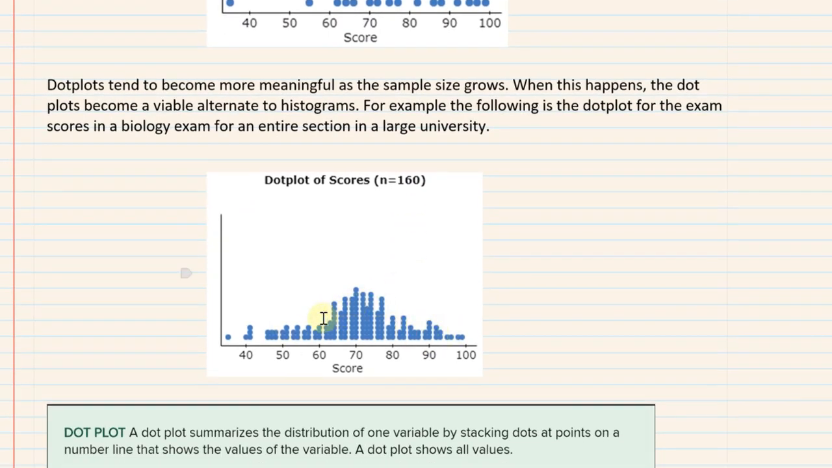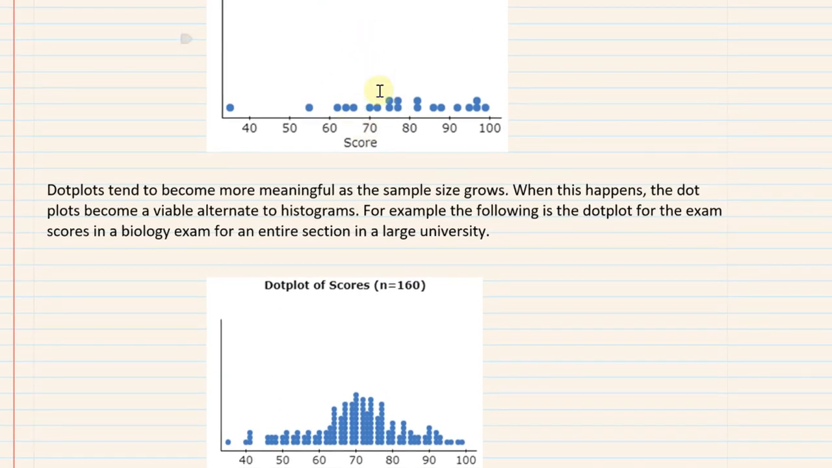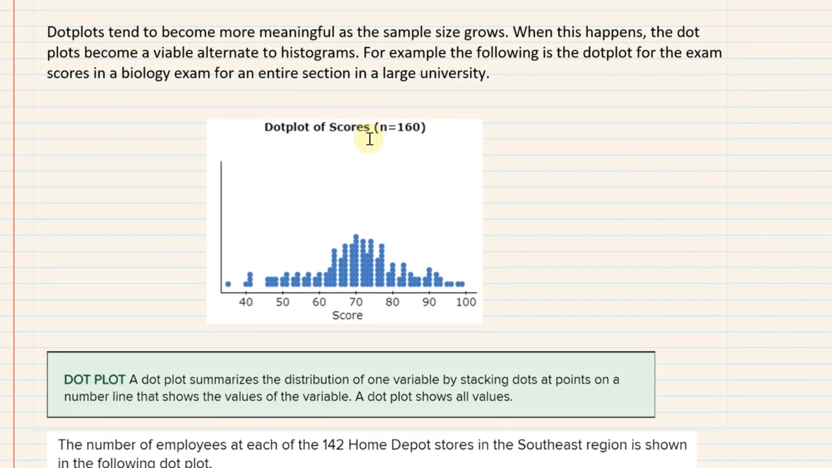Now for this one, it's aiding as a histogram. So you can see again the spread isn't that bad. The cluster of points are here. This is the dot plot of 160 test scores actually. So it's a bigger data set from which that upper data set was drawn. Okay, so there you have it.